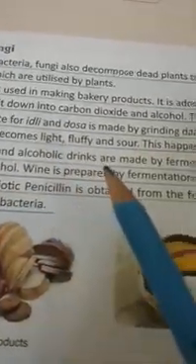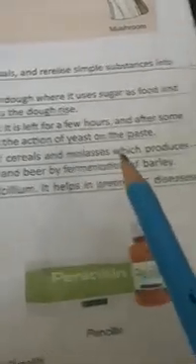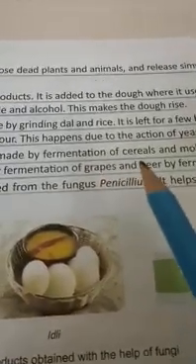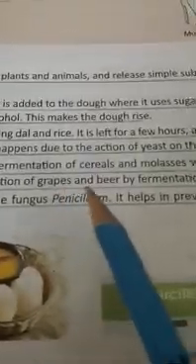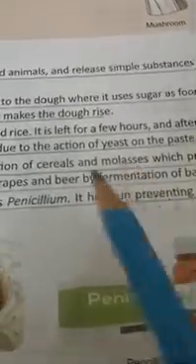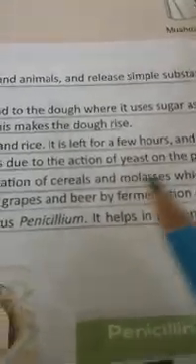Alcohol and alcoholic drinks are made by fermentation of cereals and molasses, which produces ethyl alcohol. When the cereals, meaning rice, wheat, barley, are fermented, fungi are added and left, and the fungi break it down anaerobically. Then it is called fermentation. And molasses means the sugar cane. When you take the sugar cane and ferment it, that part of the sugar cane is called molasses. Okay.